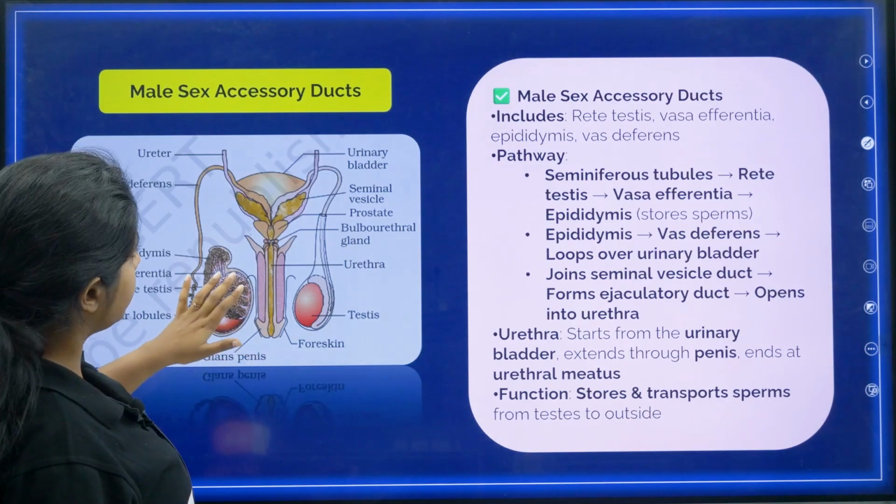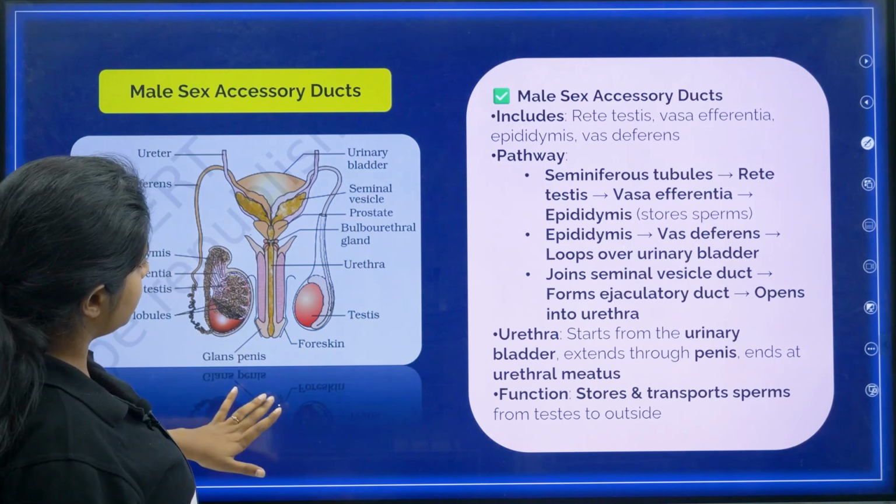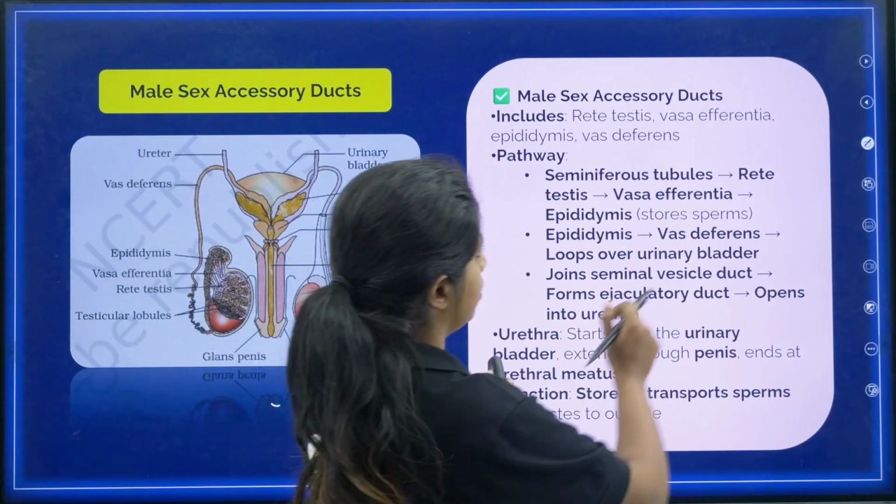Now going ahead, my dear children, sometimes it works, sometimes it does not.